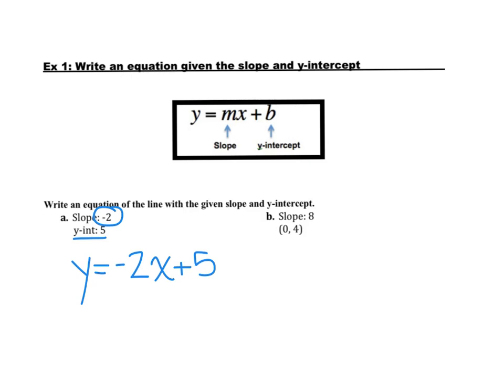For this next one, we're given the slope and we're given a point. But what we know about this point is when you graph it, it's at (0, 4), that point is at the y-intercept. Remember, when x is 0, that's where your y-intercept is. And so we know the slope is equal to 8, and we're going to put that with our x. And then we know that our y-intercept is 4, so we'll have plus 4.